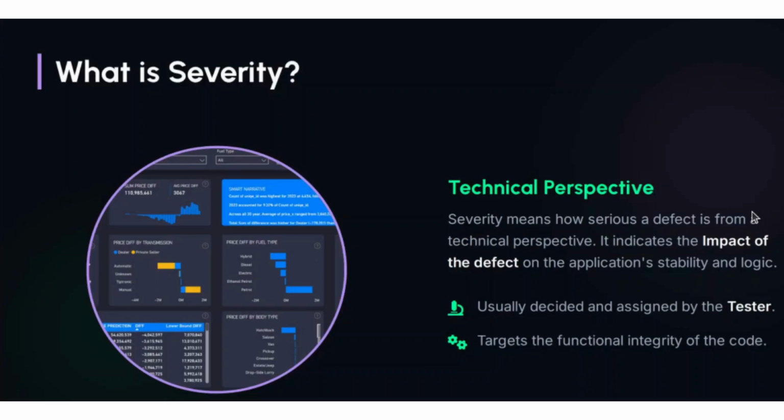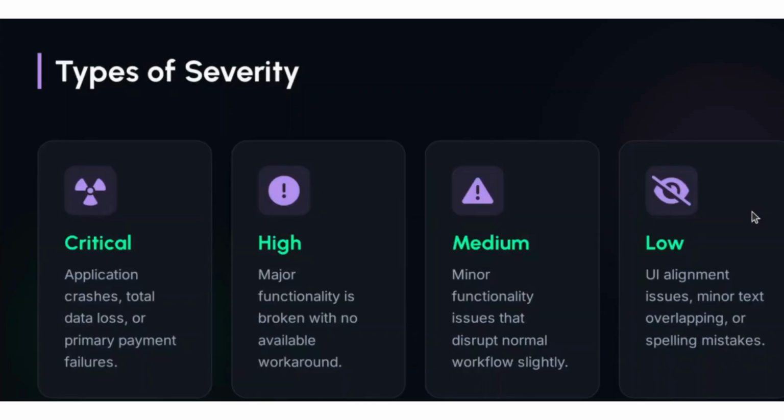Severity indicates how much impact a defect has on the application functionality and system stability. In simple words, severity tells how serious the bug is from the technical perspective, and usually the testers and QA team assign the severity levels. Next are the types of severity: critical, high, medium and low.